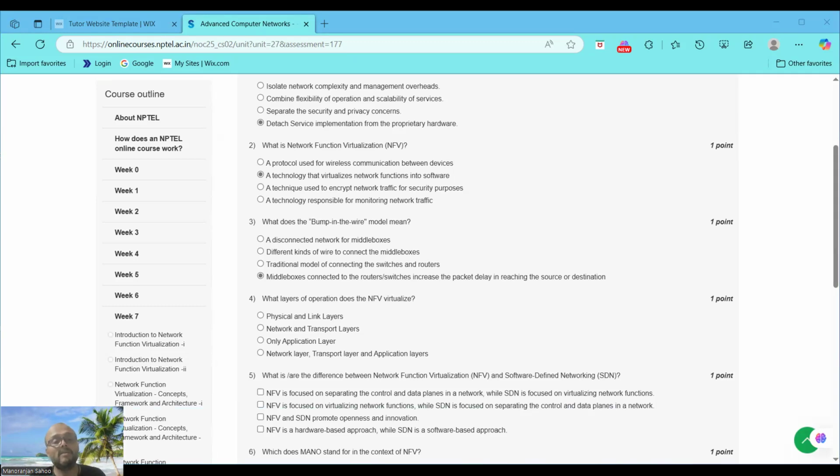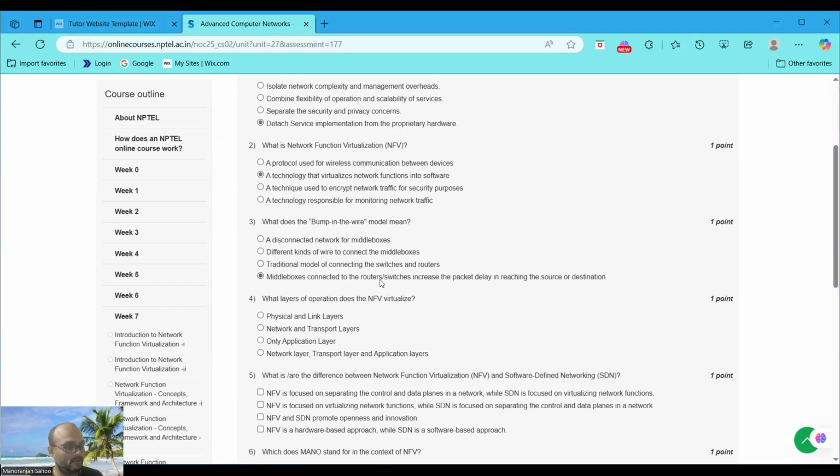Option A is incorrect because middle boxes are connected, not disconnected. Option B is incorrect because wires are not the focus, it is about topology. Option C is also incorrect because it does not address middle boxes or delay. Option D is chosen as correct because it captures the delay introduced by the middle box. So you consider question 3, option D as the correct option.